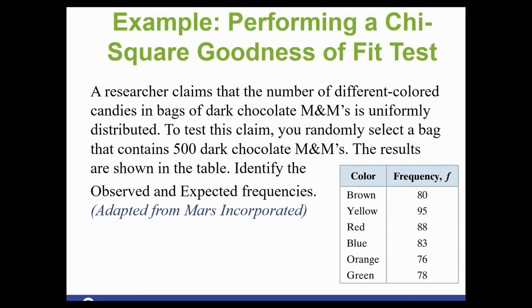Now, the one other thing that will come up in this section is a unique situation that's called uniform. So let's read this last example. A researcher claims that the number of different colored candies in bags of dark chocolate M&Ms is uniformly distributed. To test this claim, you randomly select a bag that contains 500 dark chocolate M&Ms. The results are shown in the table. Identify just the observed and expected frequencies. So we have a chart of all of the colors of M&Ms and the frequencies that have been found out of the 500 M&Ms we've looked at.